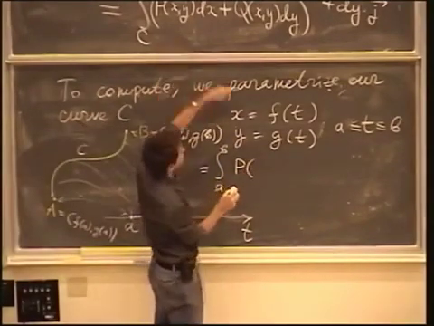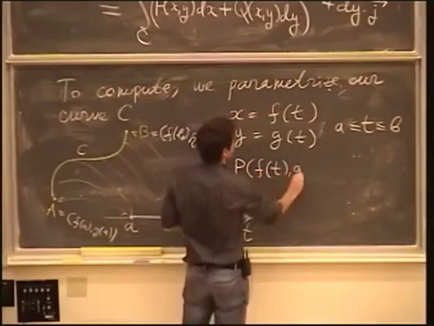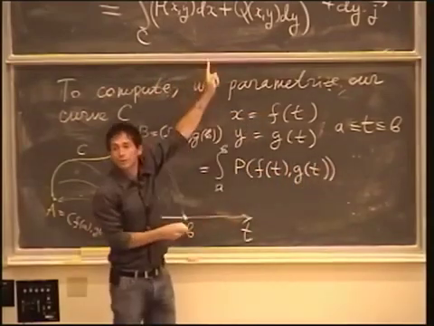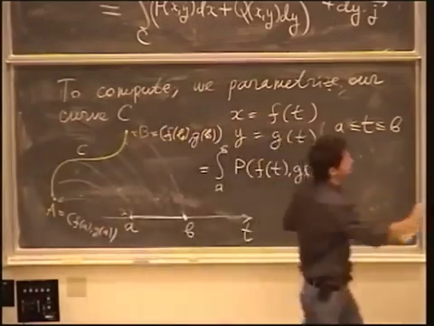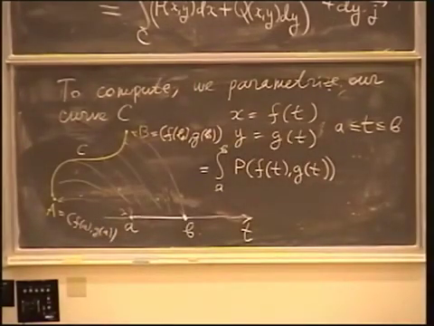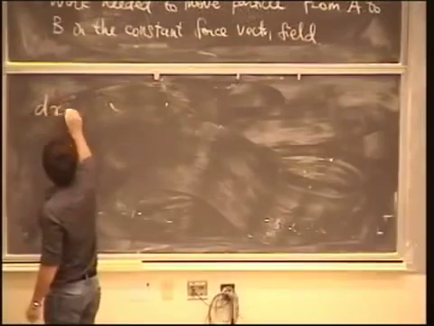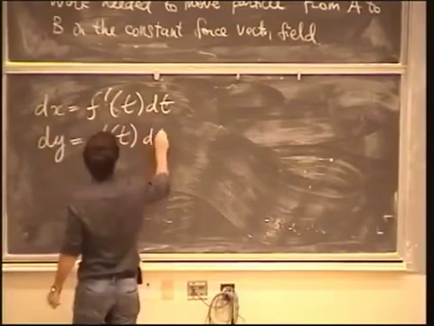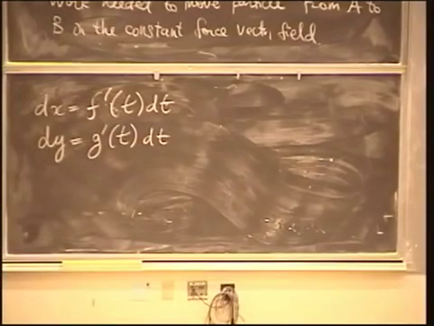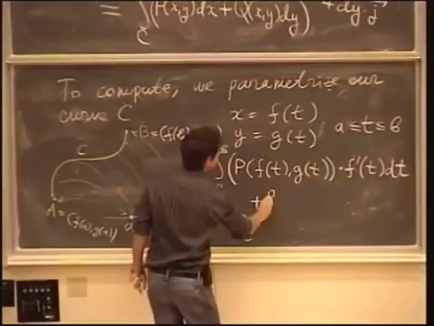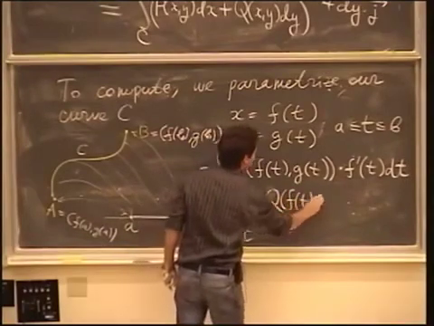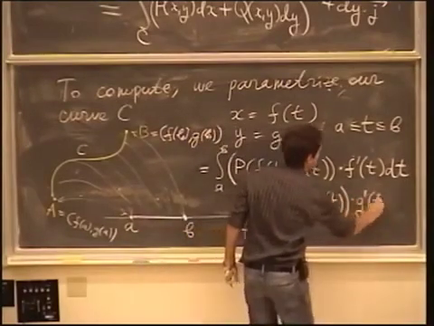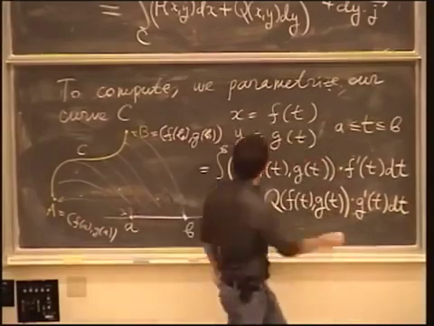We have to substitute instead of x and y, f of t and g of t. And then we have to write dx in terms of t. But what is dx? Dx is, of course, just f prime dt, just by the usual formula. Dx is f prime of t dt, and dy is g prime of t dt. So I replace this dx by f prime of t dt. And then I write the second one, which is q of f of t, g of t, times g prime of t dt. And then I close the bracket.